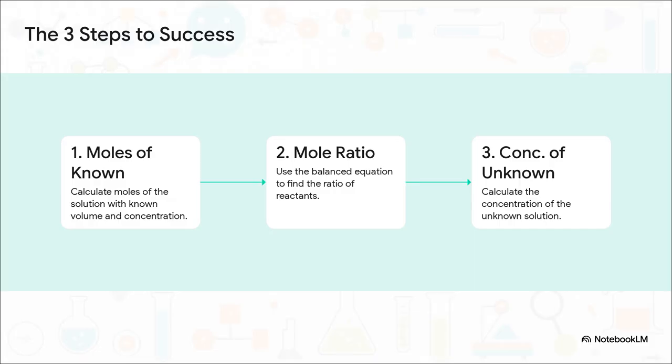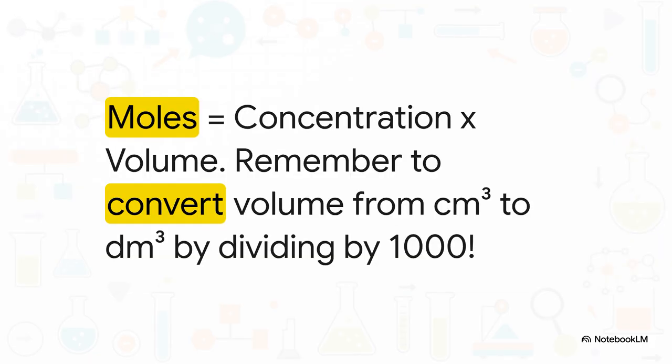And here they are, your 3 steps to success. First, you calculate the moles of the stuff you already know everything about. Second, you look at the balanced equation to figure out the mole ratio. And third, you use that ratio to calculate the concentration of your mystery solution. Just remember, known, ratio, unknown. Simple as that.